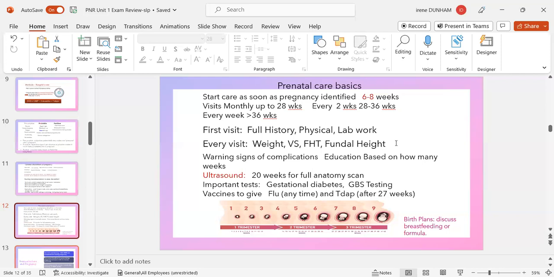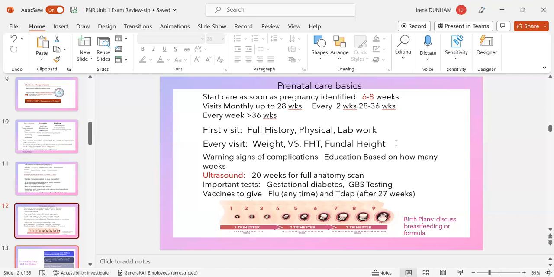And then if they want to know what they have, say if they want to know if it's a boy or girl, that's a really good time, because that's when you can see the genitalia. Okay, and then some important tests.